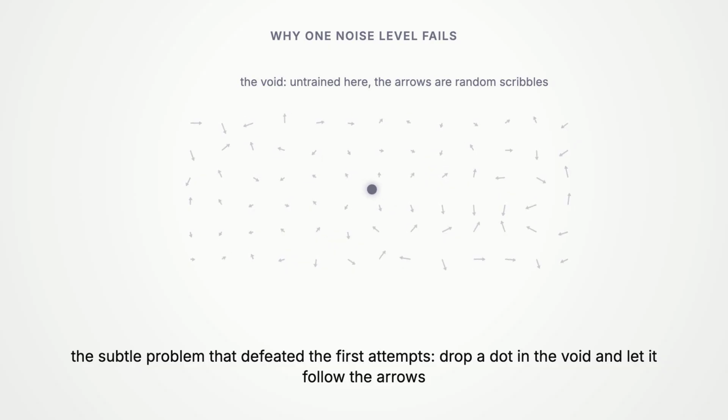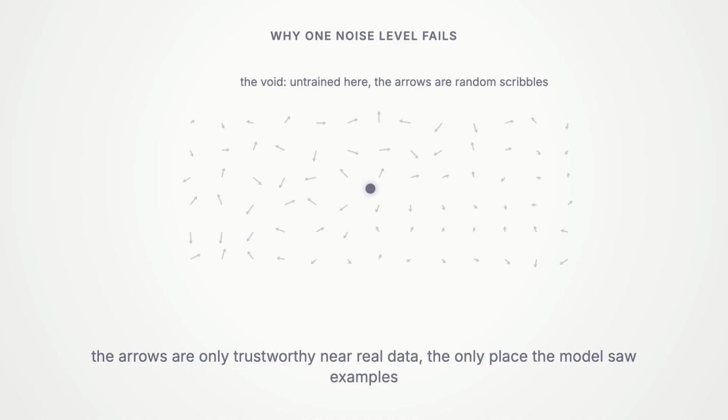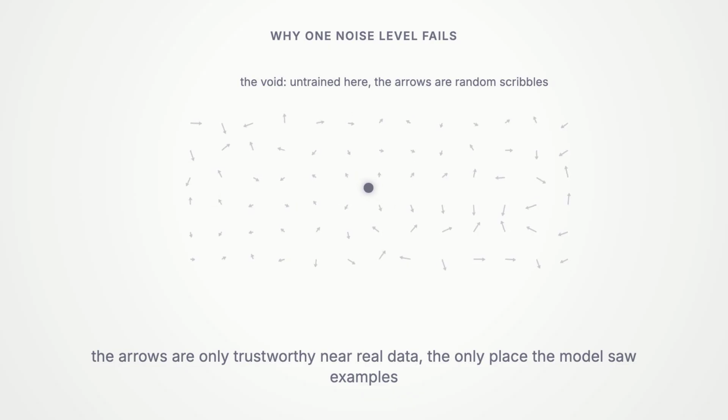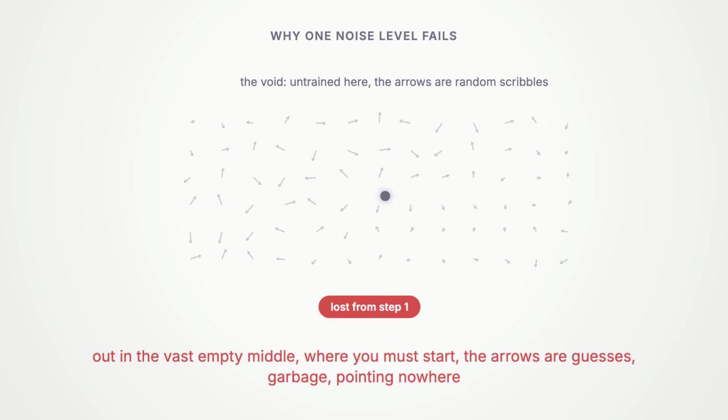The arrows are only trustworthy near where real data actually is, because that is the only place the model ever saw examples to learn from. Out in the vast empty middle where you are forced to start, the model has essentially never been. Its arrows there are guesses, garbage, pointing nowhere useful. So the dot wanders, lost from its very first step.